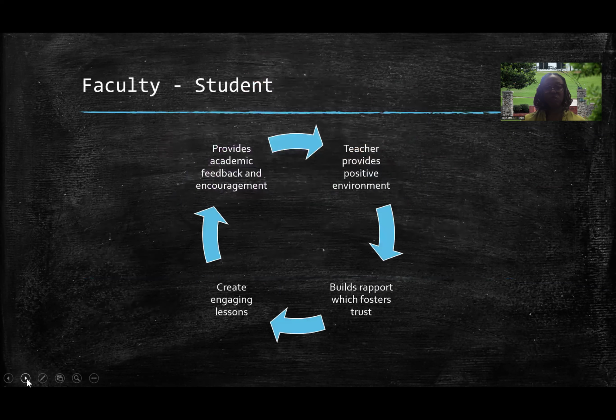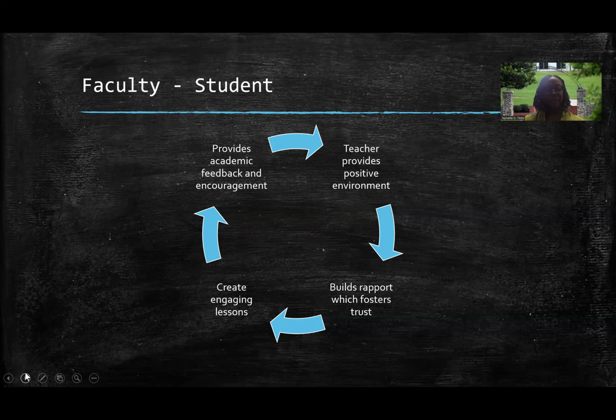The model that I chose was a faculty-student relationship. To begin that relationship, we want to look at how the teacher providing a positive environment impacts student learning and student retention. Having a strong and supportive relationship with the teacher creates a positive environment, which makes the students feel safe in the classroom. That sense of belonging will help students to remain engaged in their schoolwork.